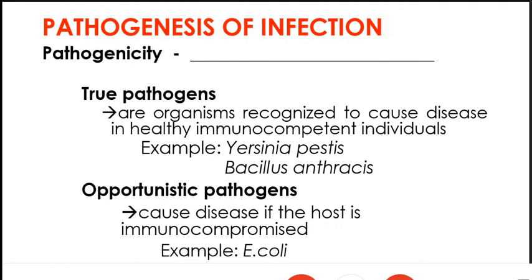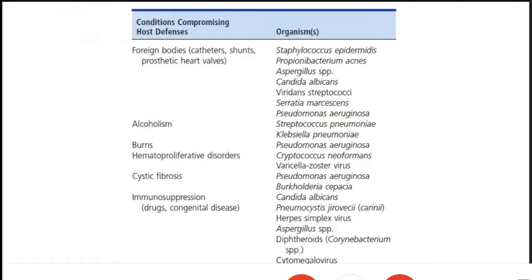Okay, thank you. So, from the word true, they really cause disease, because pathogens are those that cause disease in man. So when you say true pathogen, it will really cause disease even in a healthy person, and the opportunistic ones in the immunocompromised. Okay, thank you, Godwin.